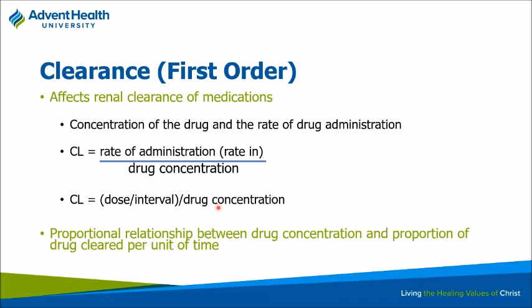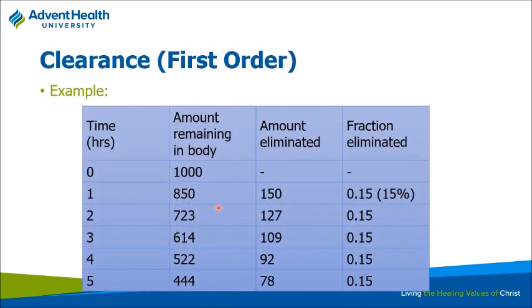And again, there's a proportional relationship between the drug concentration and the amount of drug cleared per unit of time. So the more drug that's present, the more of it's going to get eliminated. It's always the same percentage. To give you an example of what this looks like, say I were to give 1,000 milligrams of a drug via intravenous injection, right? So I just give an IV push. It's all in the body right this second, okay? So right now I'm at time 0.